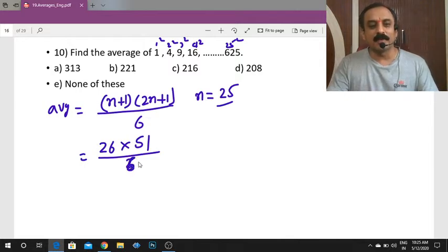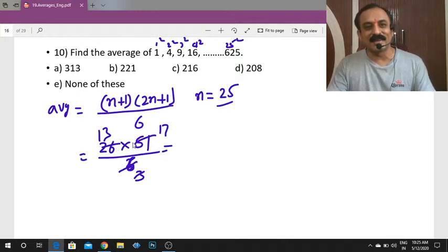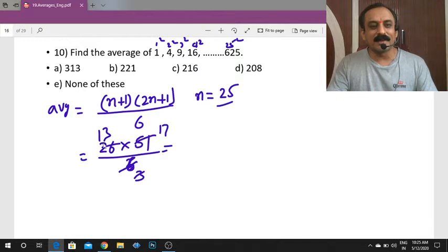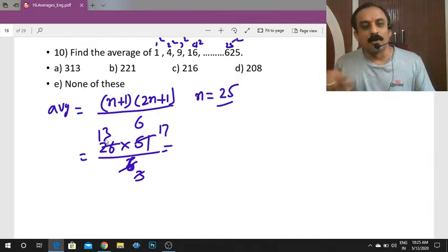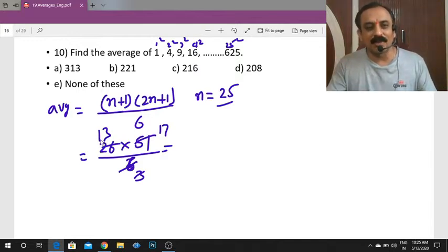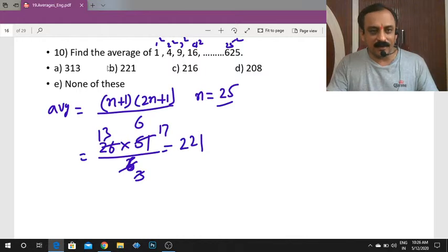26 into 51 by 6: 2 3s are 6, 2 13s are 26, 3 17s are 51. So 13 into 17 is equal to 17 into 13. What is 17 into 13? Simple method, oral multiplication: 17 tens are 170, 17 3s are 51. 170 plus 51 is 221.